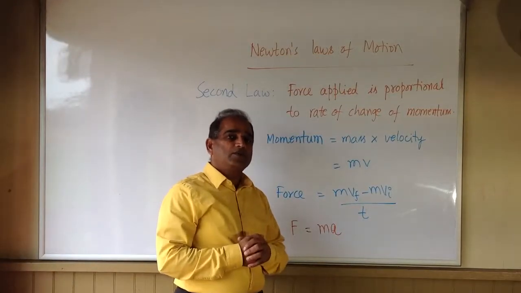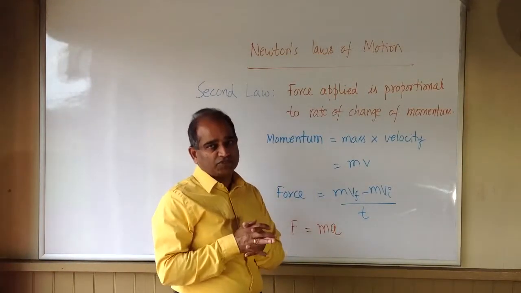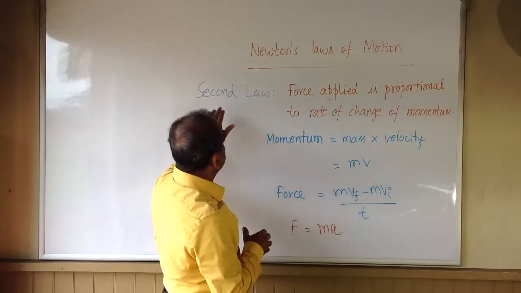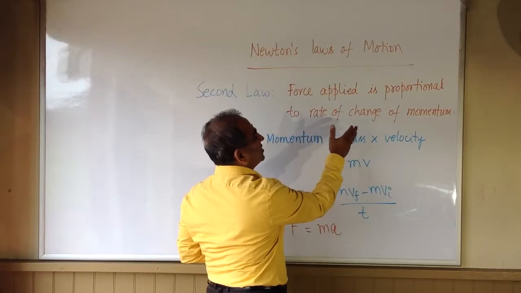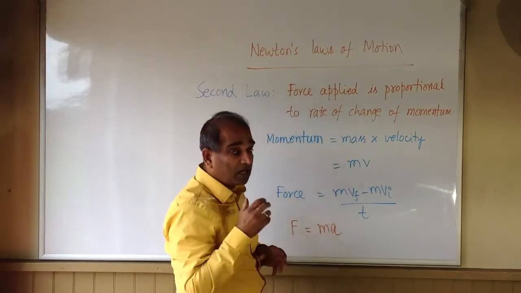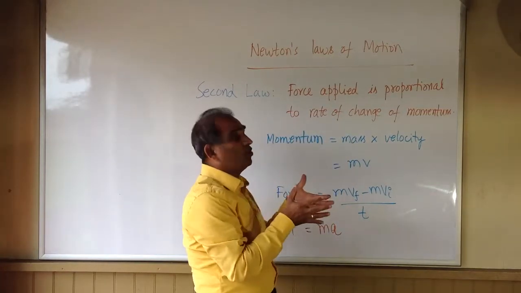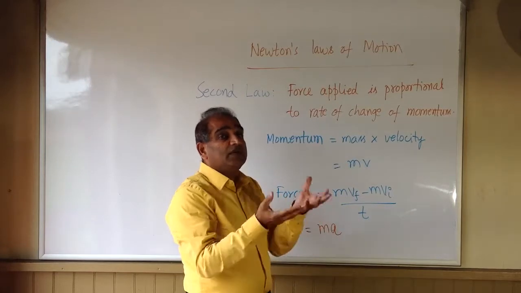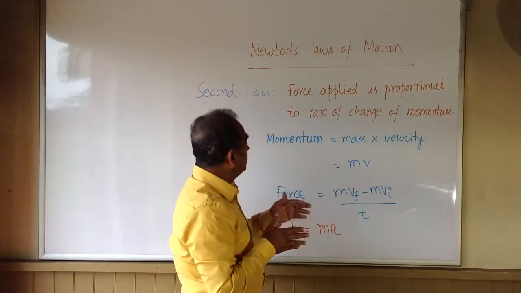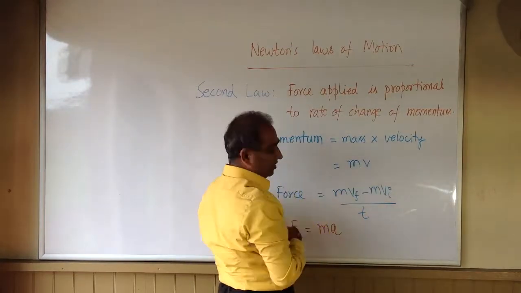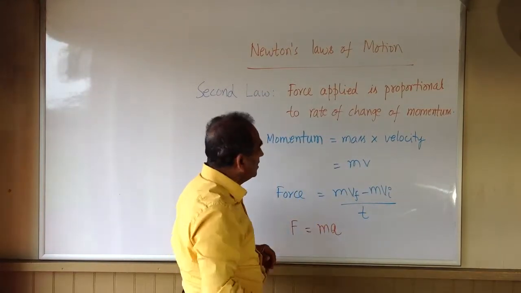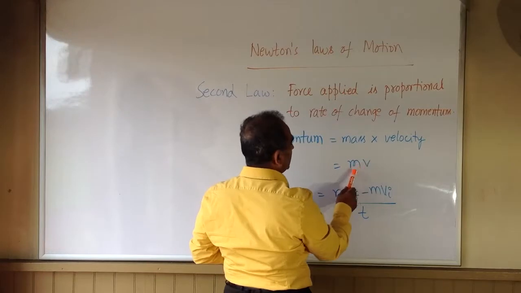Today we will talk about Newton's second law of motion. The second law states that force applied is proportional to the rate of change of momentum. Now, in order to explain the force, we have to learn about momentum. Momentum is nothing but the mass of the body times velocity. So, momentum is m times v.